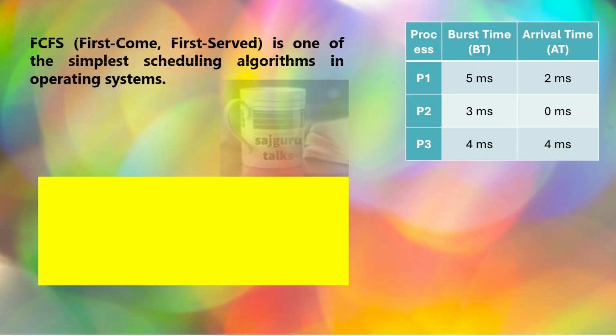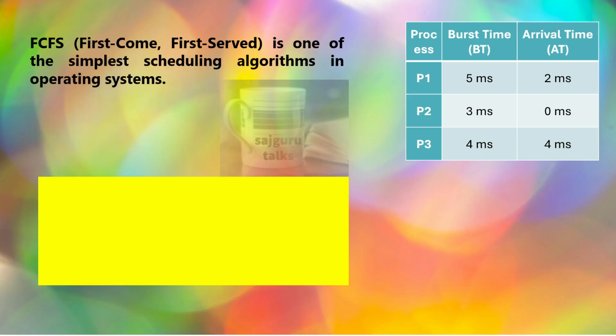Now, we'll take one numerical problem to solve with this FCFS algorithm. Here, three different processes are taken, P1, P2 and P3, and their appropriate arrival time and burst time are given. What is meant by arrival time and burst time? You can see my previous videos.